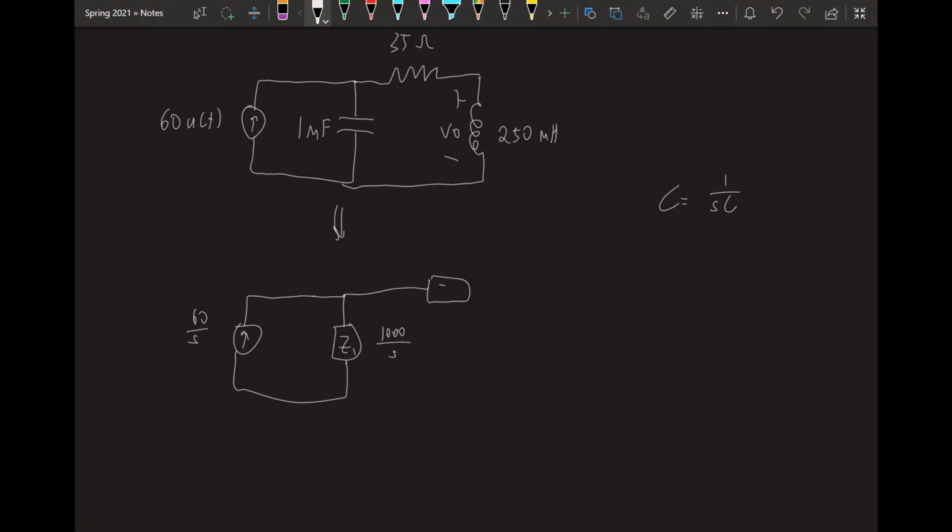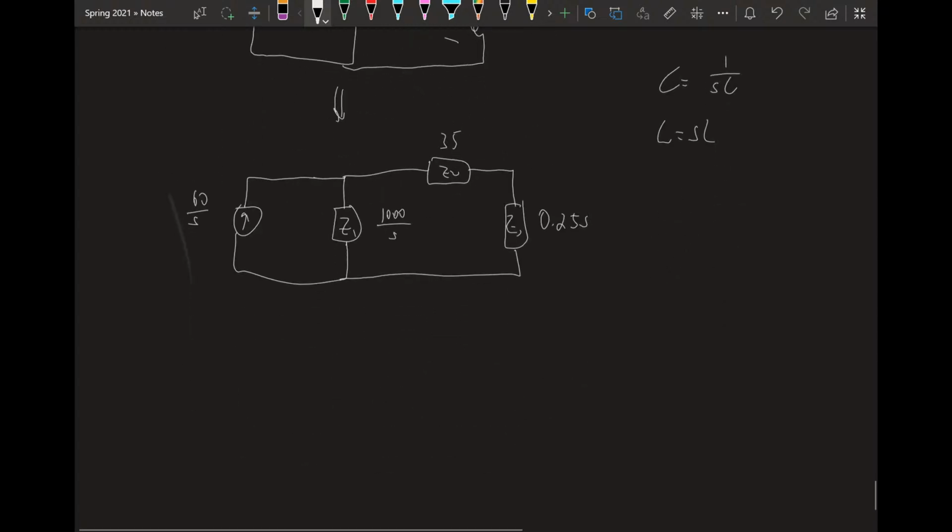This resistor stays 35 ohms because it's a resistor, and this inductor becomes 0.25 S. Again, impedance of an inductor is sL, and 250 milli is 0.25. So to find V out, once again, I'm going to use the current divider formula and Ohm's law.